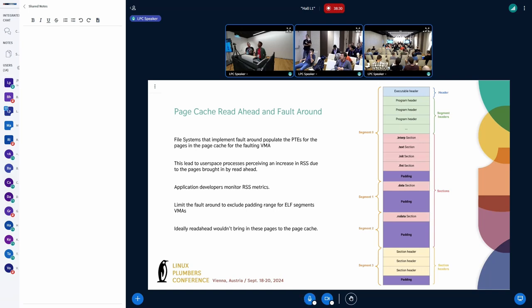Yeah, that's what we're looking for. And as you mentioned, in the ELF file we already have in the header all this information, like where the segments are. With that information, we can easily find out where the paddings are. So we don't care about the paddings.